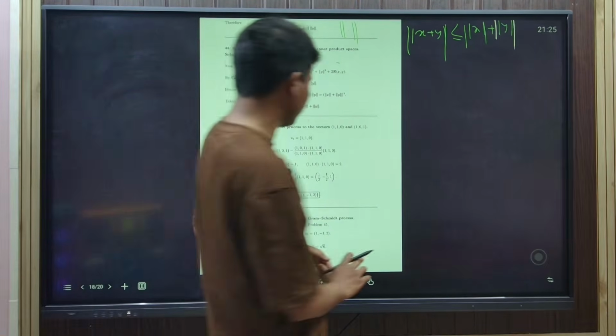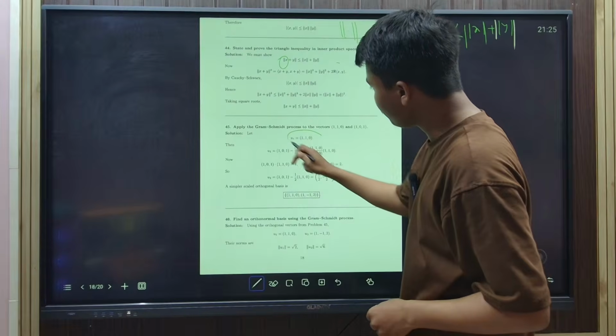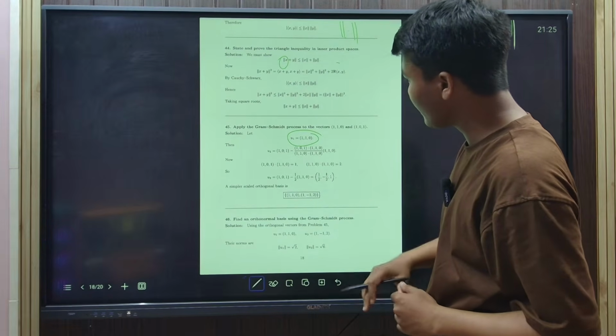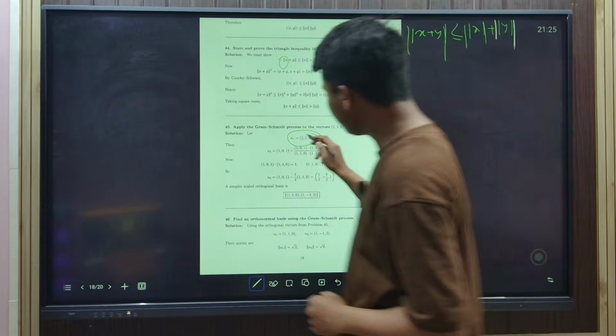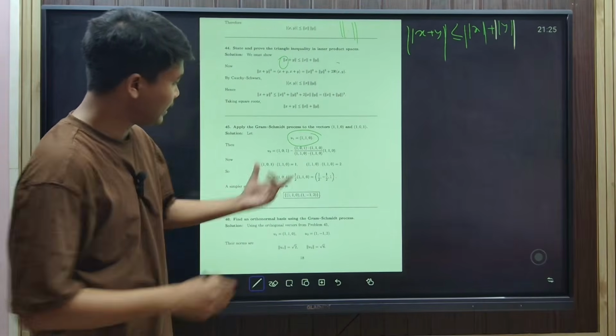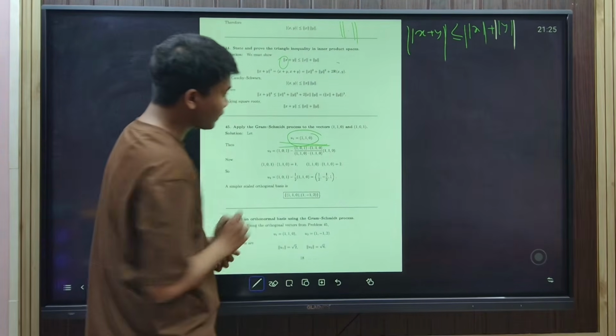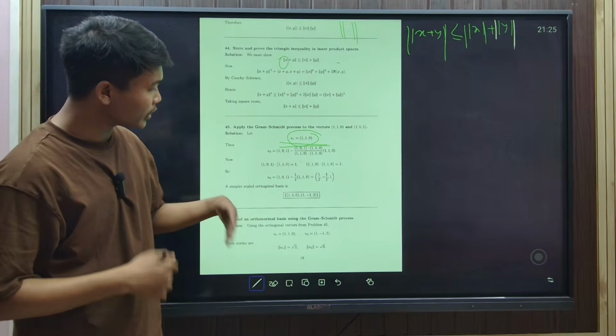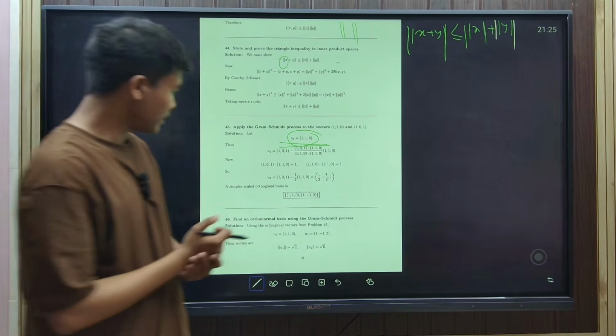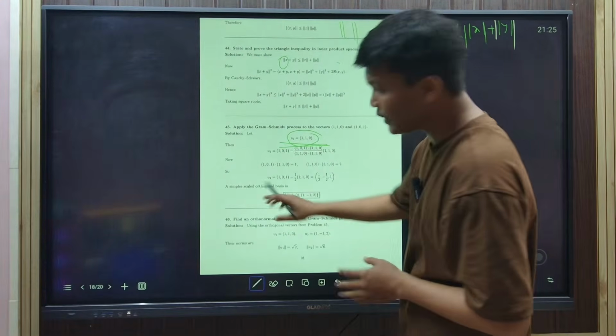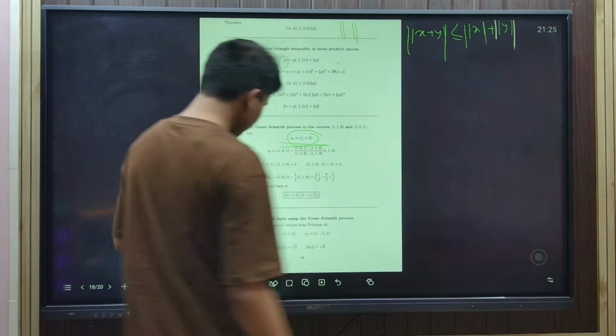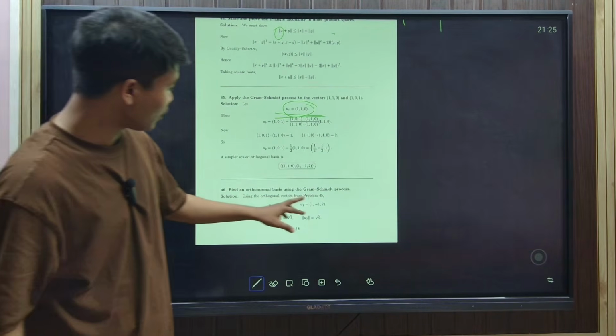Gram-Schmidt is also a conceptual change. If you have a vector, now you have to find another vector using that vector. If you have two vectors given, you want to produce another vector such that the bases are orthogonal. So you have to define a basis and find an orthonormal basis.